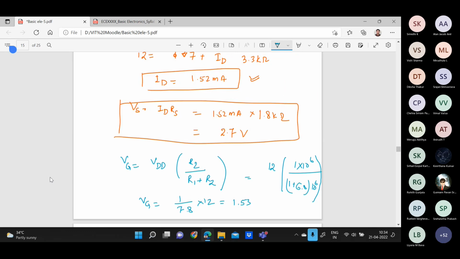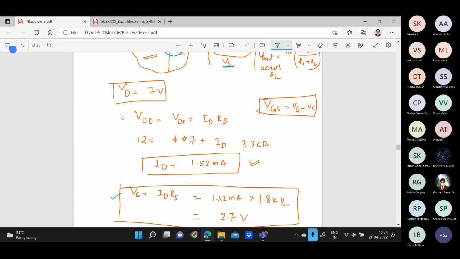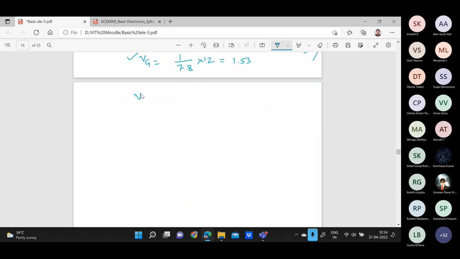Now we have the value of VG, we have the value of VS. Can you tell me the value of VGS? VGS is equal to VG minus VS. VG is 1.53 and VS is 2.7. So it will give us minus 1.16 volts. This is the VGS, and this is the answer.